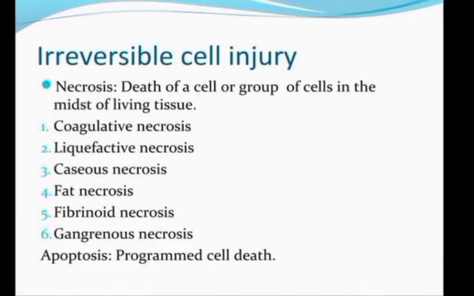Gross changes: the organ becomes pale, swollen, and heavier than normal. Outcomes of reversible injury: if blood flow and oxygen supply are restored, ATP production returns to normal, ion pumps recover, cellular swelling disappears, protein synthesis resumes, and cell structure and functions are restored.